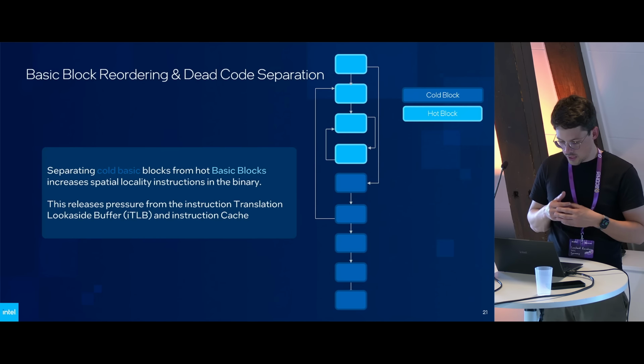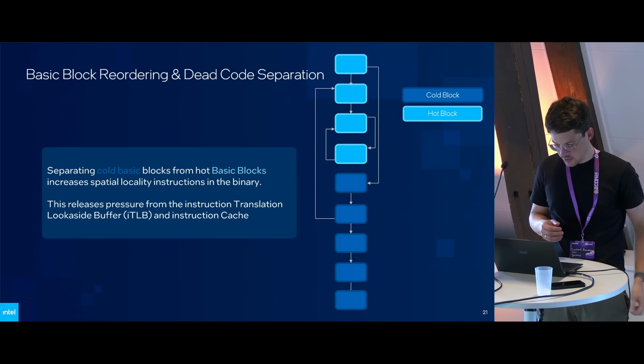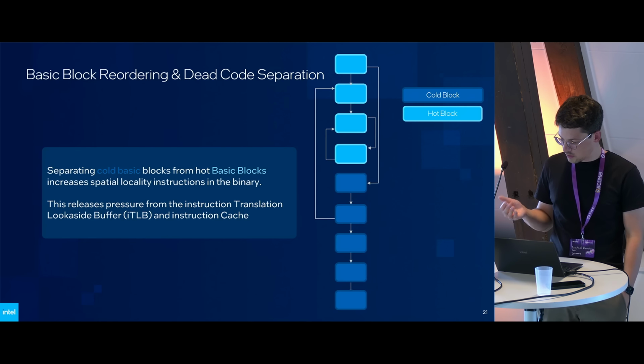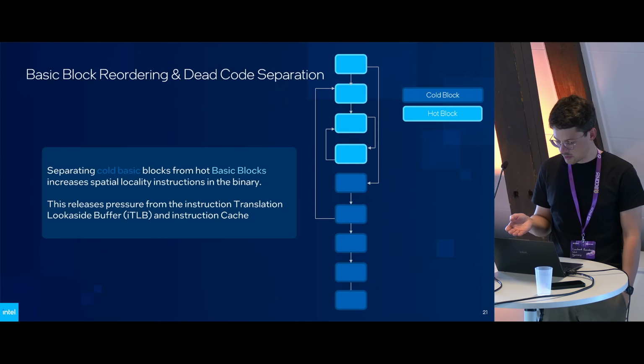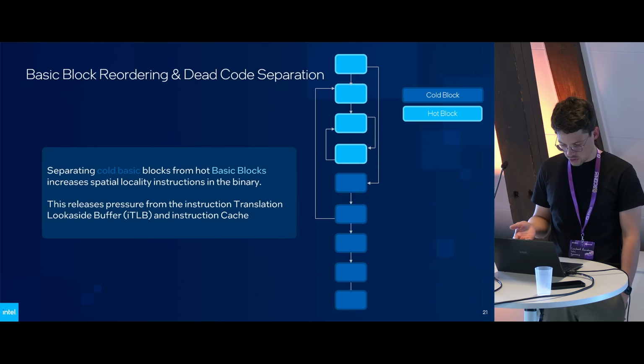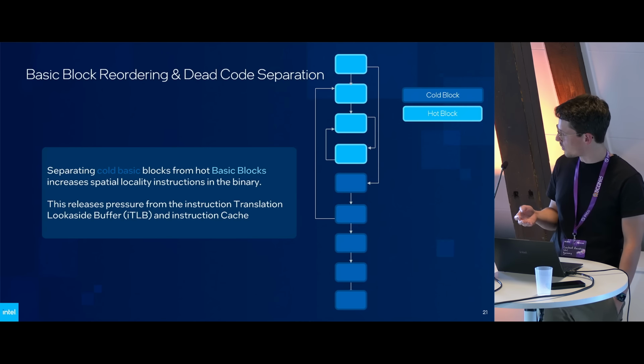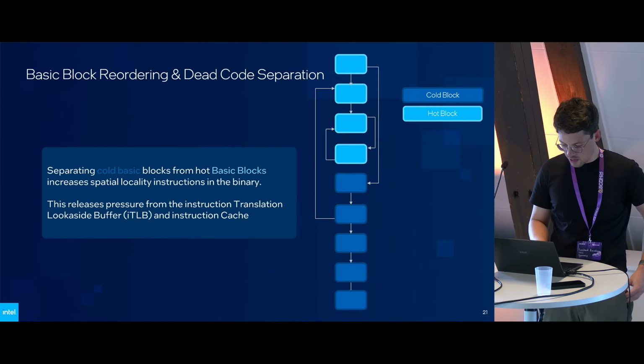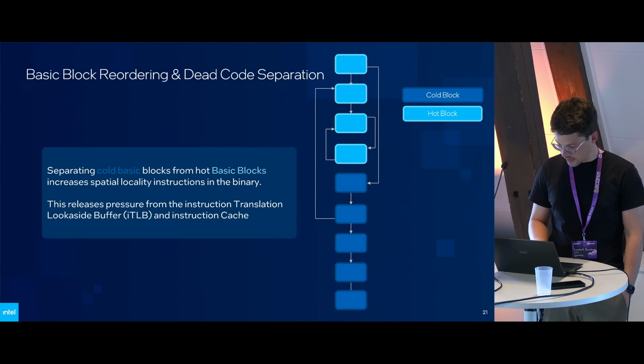Yeah, and this improves two components on a CPU. The instruction cache, which works very much like a data cache, becomes better, and the instruction translation lookaside buffer, which is a unit to translate addresses, also becomes better, because we have more accesses to the same pages, to the same instruction pages here.